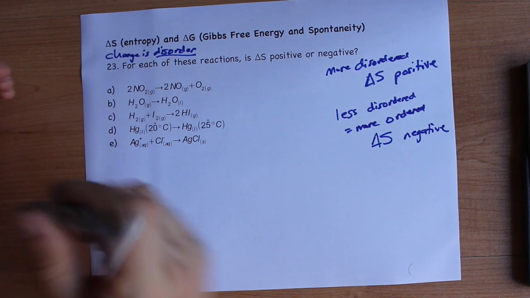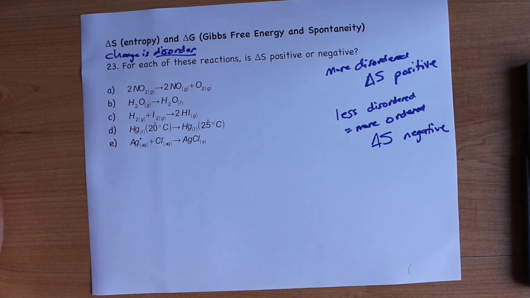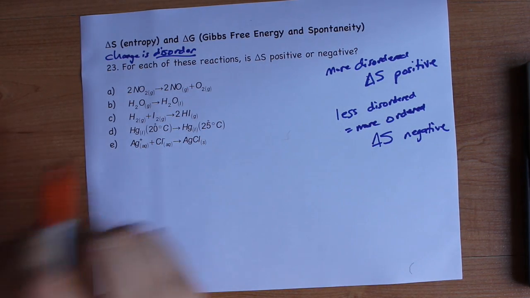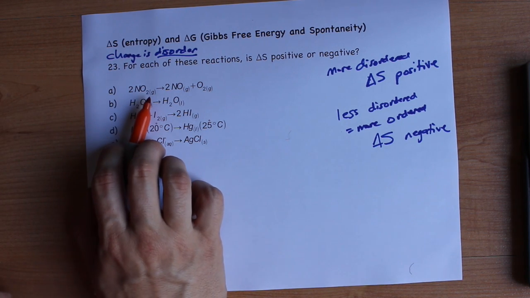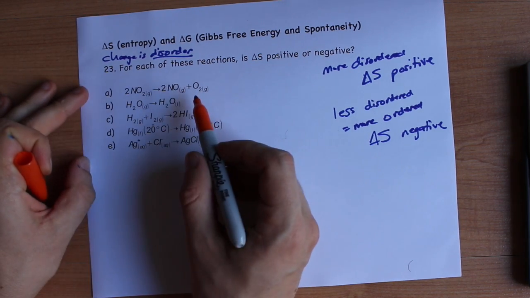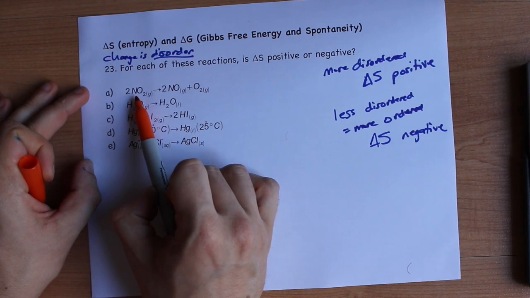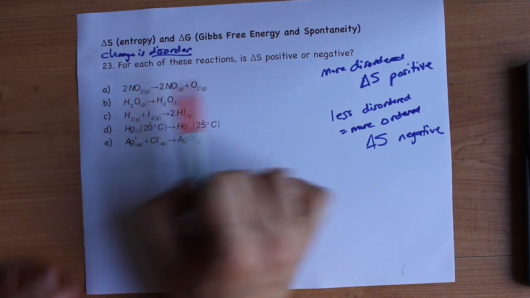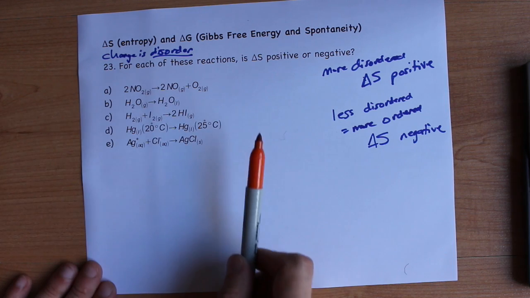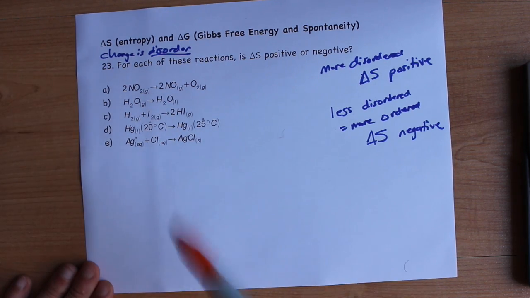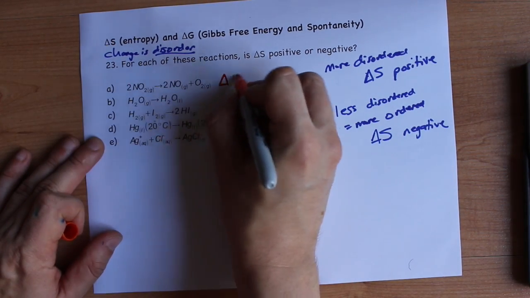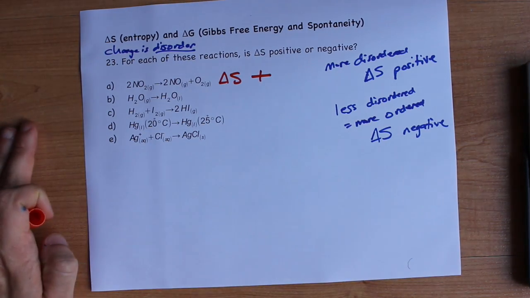This question is asking, is delta S positive or negative? So the real question is, is it becoming more or less disordered? In question A, we have two molecules of gas on the left and three total molecules of gas on the right. In addition, it is a pure substance on the left and a mixture on the right. Which of those seems more chaotic and disordered to you? Hopefully it's the mixture that has more molecules in it, because more molecules floating around your container means more chances for chaos. More disorder means delta S is positive in this case.